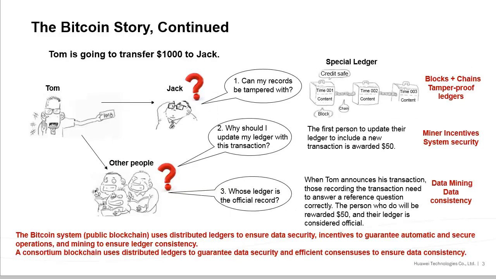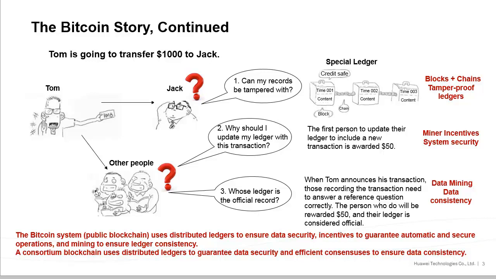Each of the people involved in this story have their own unique concerns. Jack, who is receiving the transfer, may wonder, could someone tamper with my transaction records? What if his record says he receives $1,000? But other people's records show he only received $100. Other people may wonder, why am I bothering to keep records of transactions that have nothing to do with me? And if we are all recording these transactions, whose ledger is the official one?